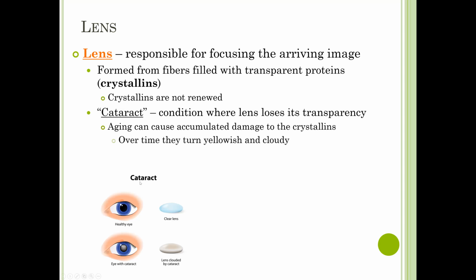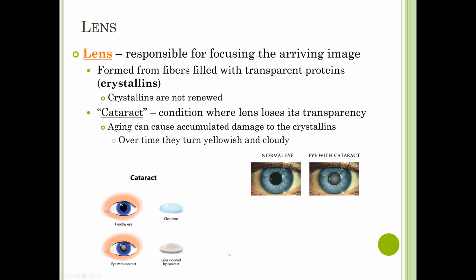And so with a cataract, the lens becomes clouded, and images no longer look as sharp and focused because the clouding of the lens causes the light to scatter. Here's a picture of a normal eye, and if you look in the pupil, because remember the lens sits behind the iris, that's where you can see the cloudy lens.